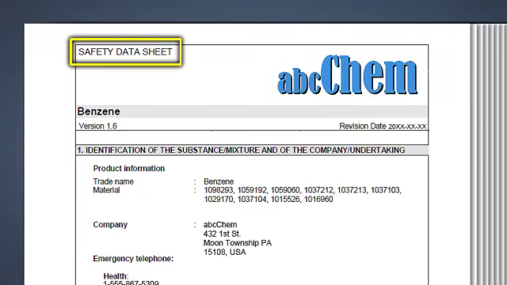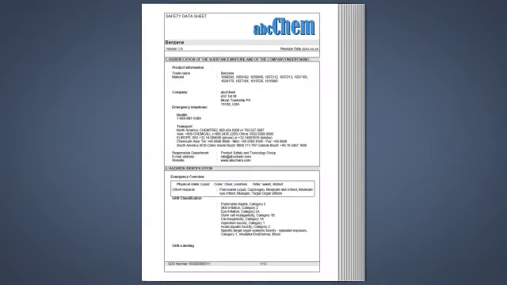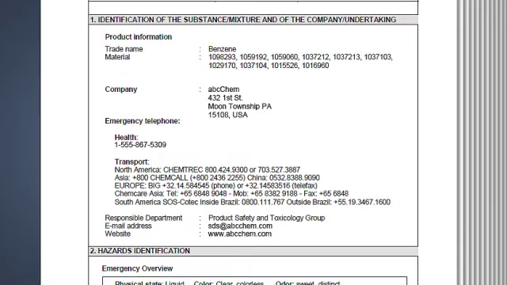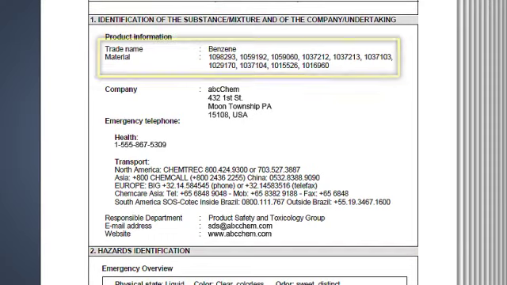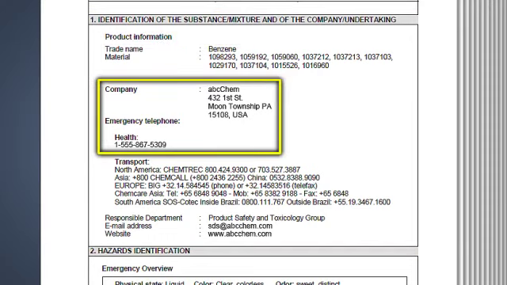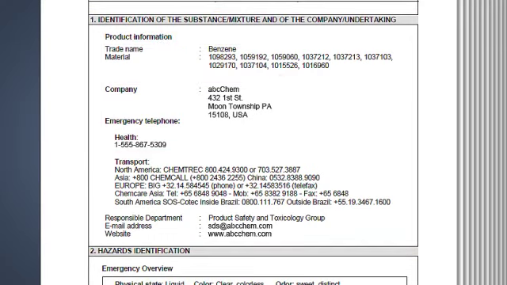All safety data sheets, or SDSs, will include information in the following 16 sections. Section 1. Identification. Identifies the chemical, provides contact information for the supplier, and provides recommended uses and any use restrictions.